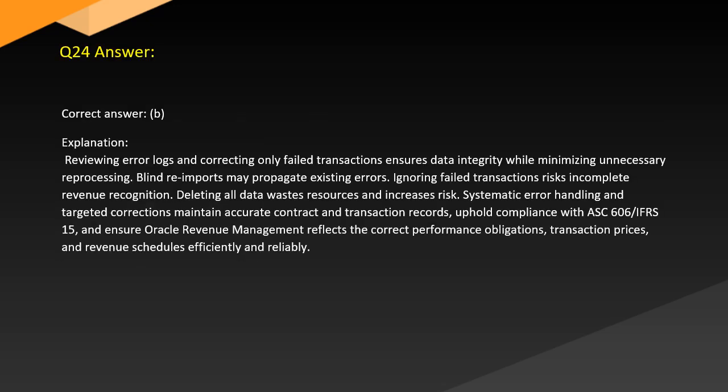Answer. Correct answer, B. Explanation. Reviewing error logs and correcting only failed transactions ensures data integrity while minimizing unnecessary reprocessing. Blind re-imports may propagate existing errors. Ignoring failed transactions risks incomplete revenue recognition. Deleting all data wastes resources and increases risk. Systematic error handling and targeted corrections maintain accurate contract and transaction records, uphold compliance with ASC 606 IFRS 15, and ensure Oracle Revenue Management reflects the correct performance obligations, transaction prices, and revenue schedules efficiently and reliably.